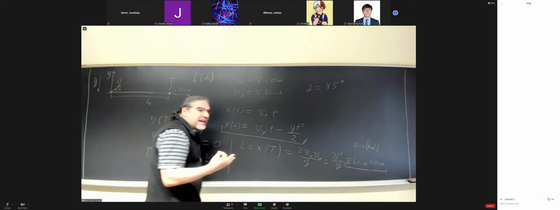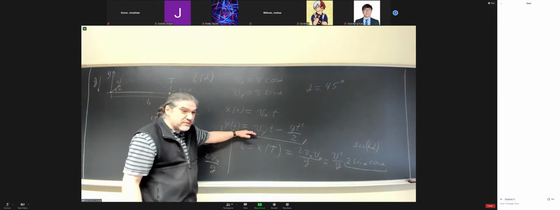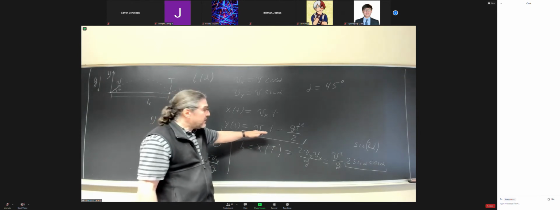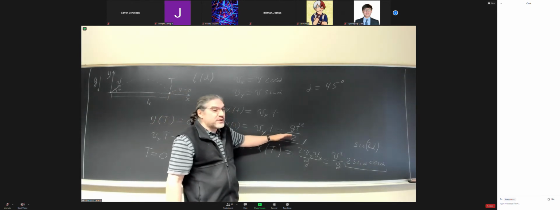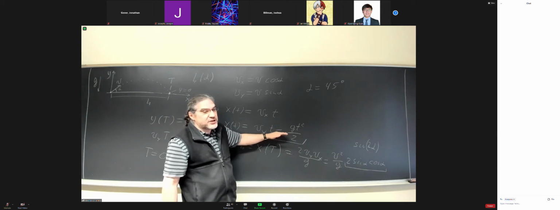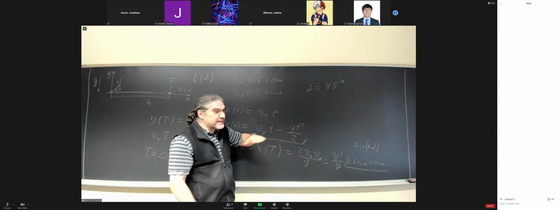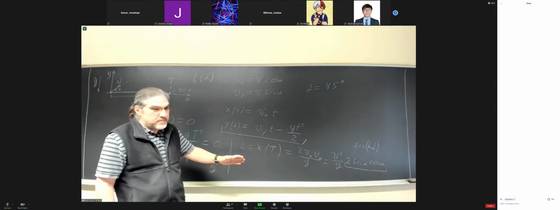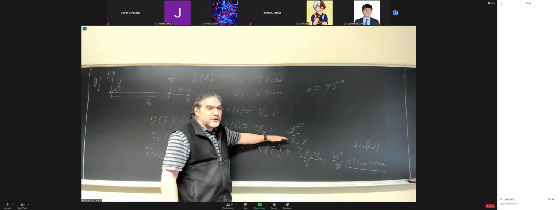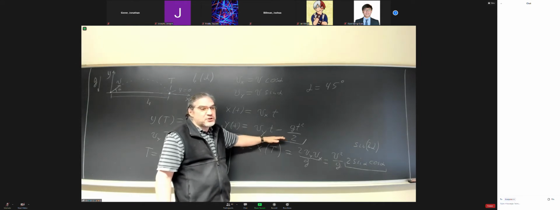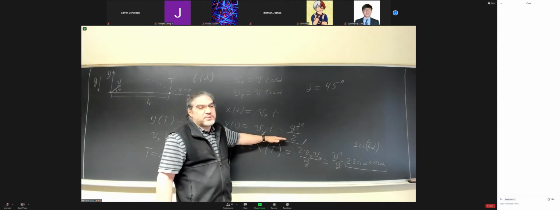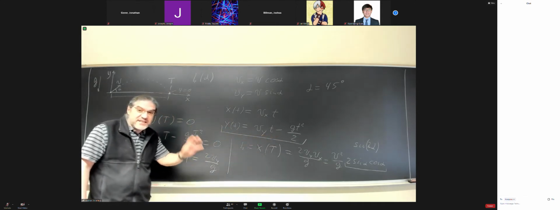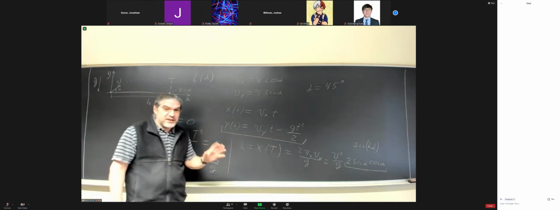Please remember that this is a solution of some differential equation. We will talk about it later. This only works when you have uniform gravitational field, and never in any other case. So this is not some law of physics. This is just a solution of some very simple differential equation, right? For a very specific case, when gravitational field is uniform.